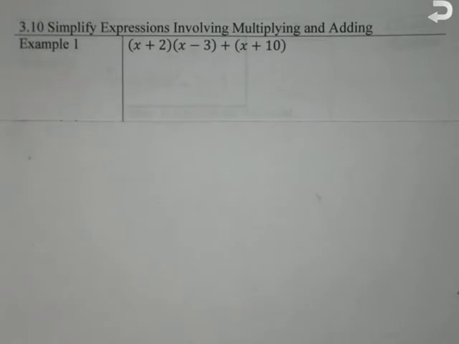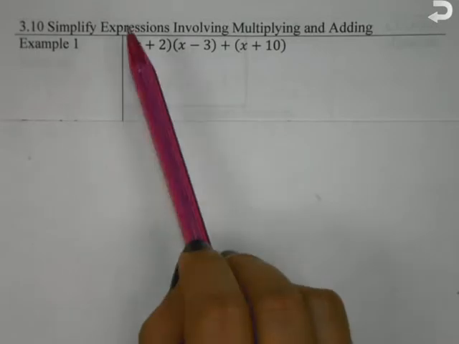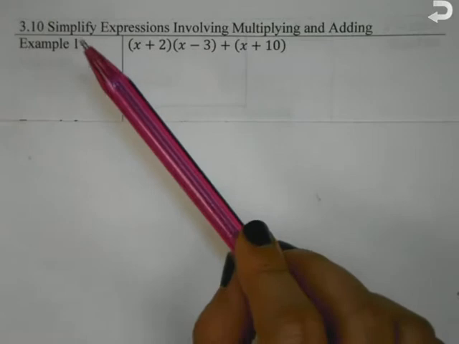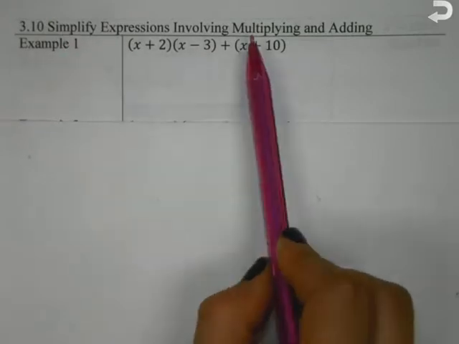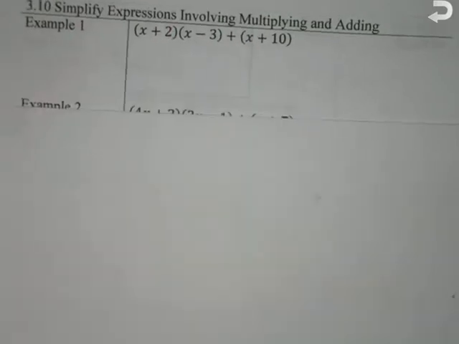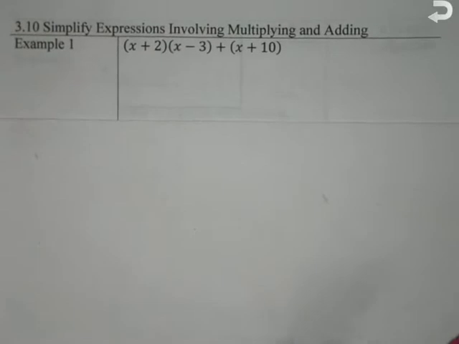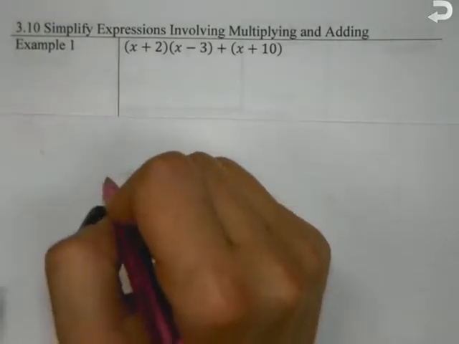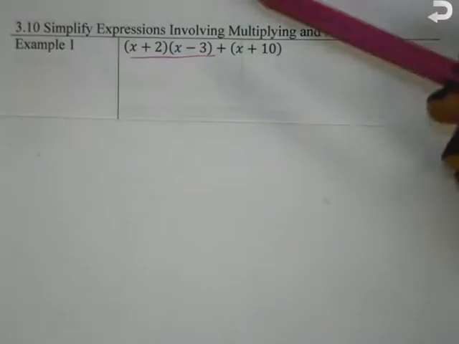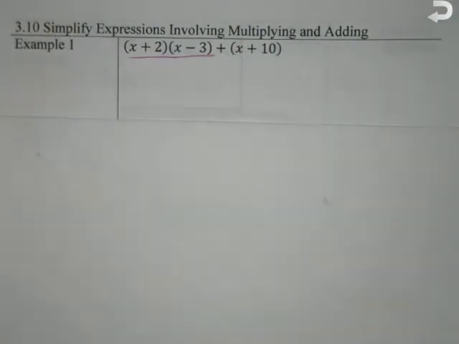So for this example, in order of operations, what do I have to do first? Parentheses. I have two sets of parentheses, but inside, can you do anything? No. So what's the next one? Exponents. Do you see exponents? No. So what's the next one? Multiply. Do you see multiplication? Yes. Where? Right there. Good. x plus 2 times x minus 3. So we have to do that multiplication first.